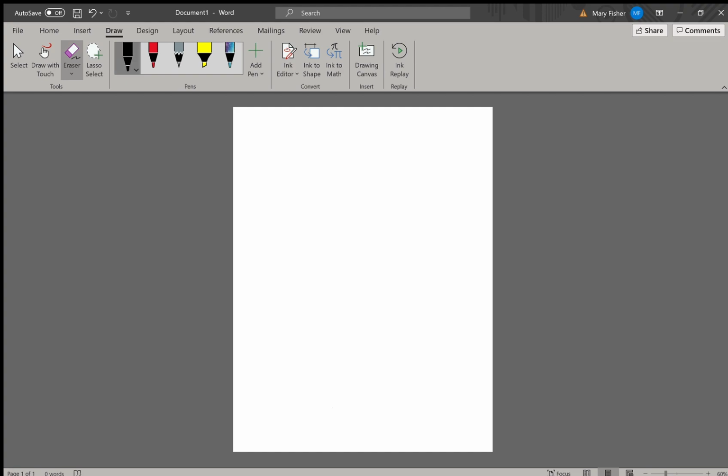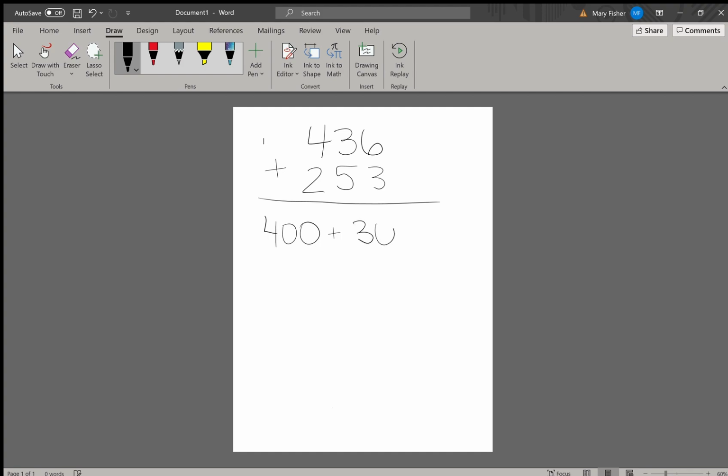Okay? When I do another one, let's say I'm doing 436 plus 253. Okay, so I'm going to do my expanded form again, but I'm going to do expanded form of now the number 436. So 436 has four hundreds, three tens, and six ones.